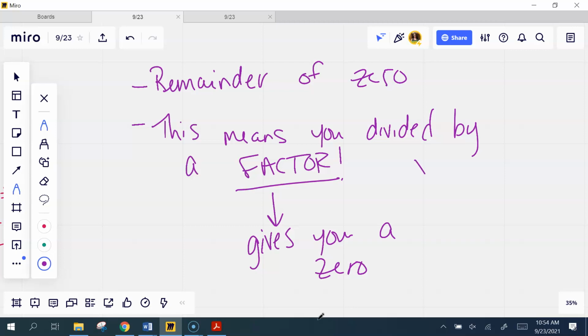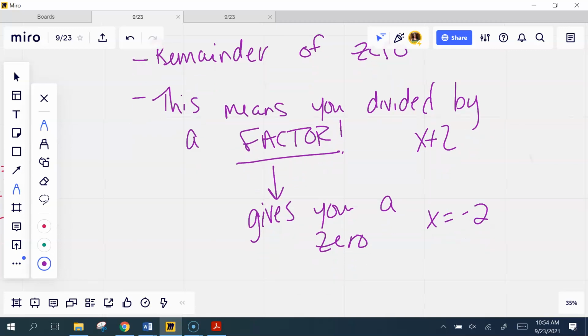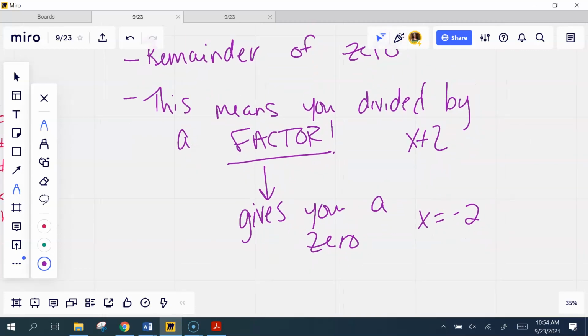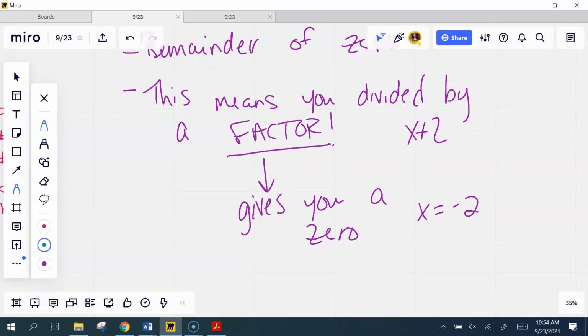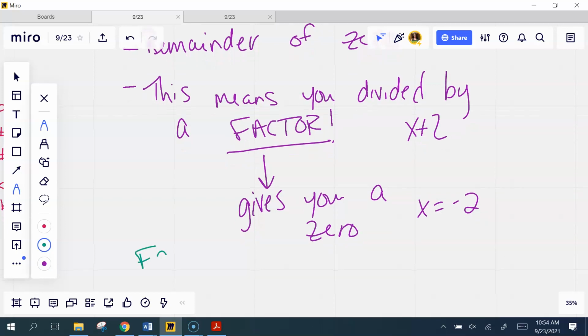How does a factor give you a 0? If I divide it by x plus 2 and I got a remainder of 0, that means that x equals negative 2 is a 0, right? So what does this have to do with zeros of polynomials? Well, if I get no remainder, then I've gotten a factor, which then gives me a 0. Does that make sense? And in fact, that is the factor theorem. It says theorem.